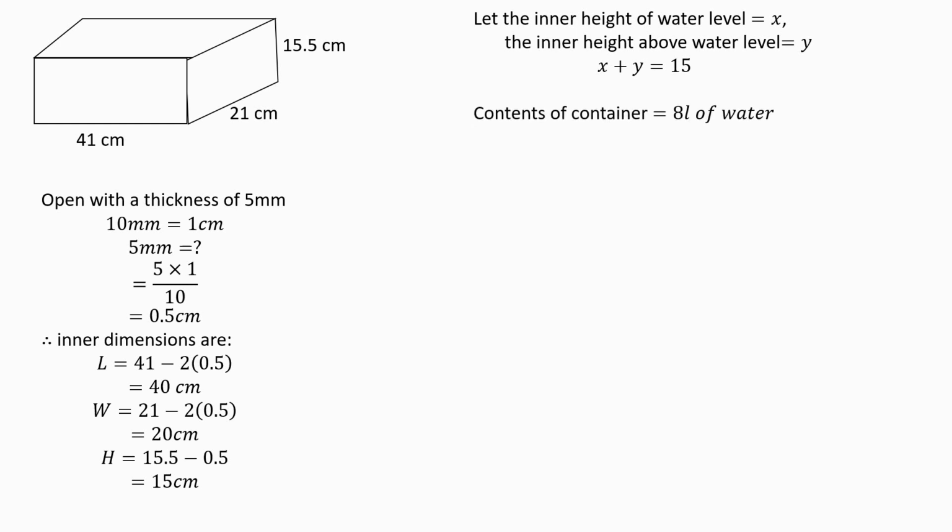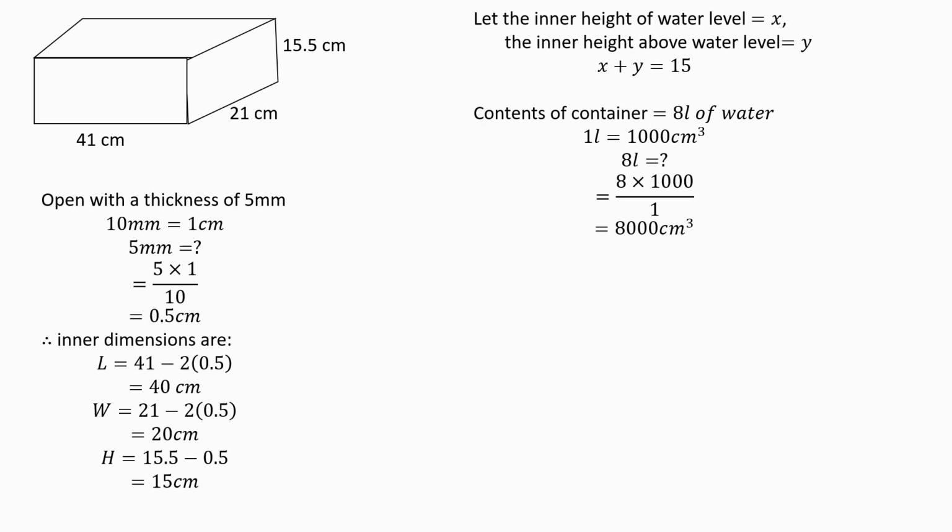Then we've been told that the water content is 8 liters. So we first convert the liters into cubic centimeters, and 1 liter is equal to 1000 cubic centimeters. So what will 8 liters be? We cross multiply and obtain 8000 cubic centimeters.